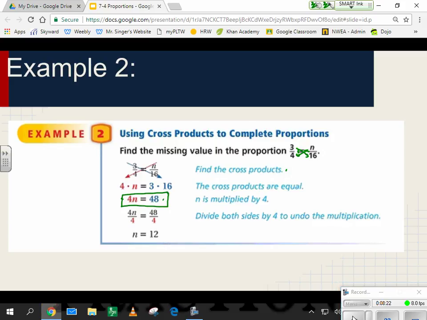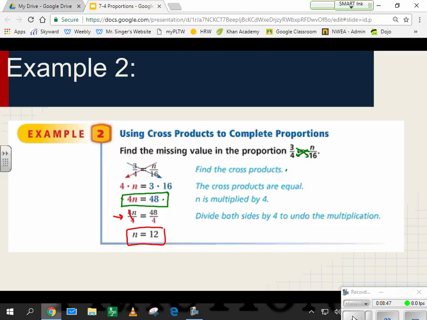Now, we've been doing equations a lot this year, so you know that basically what we need to do is find the value of n. And since it's 4 times n, the inverse operation of multiplying is dividing. So if we go down here, we can see we divide both sides by 4. That cancels those out. And now we can say how many times does 4 go into 48? It goes in 12 times.